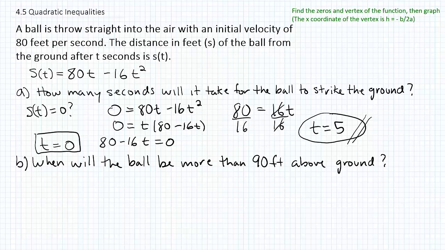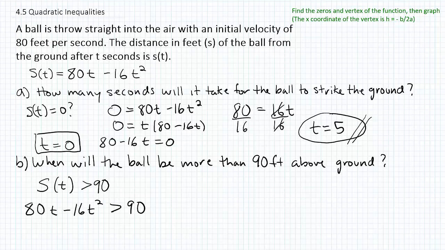Let's look at part B then. It says, when will the ball be more than 90 feet above the ground? This is a little more complicated of a problem. This is basically an inequality, right? So we're saying, when will the function be greater than 90 feet? So in other words, when will s(t) be greater than 90? Well, s(t) is the same as what? The function 80t minus 16t squared, and we're asking when is that greater than 90?